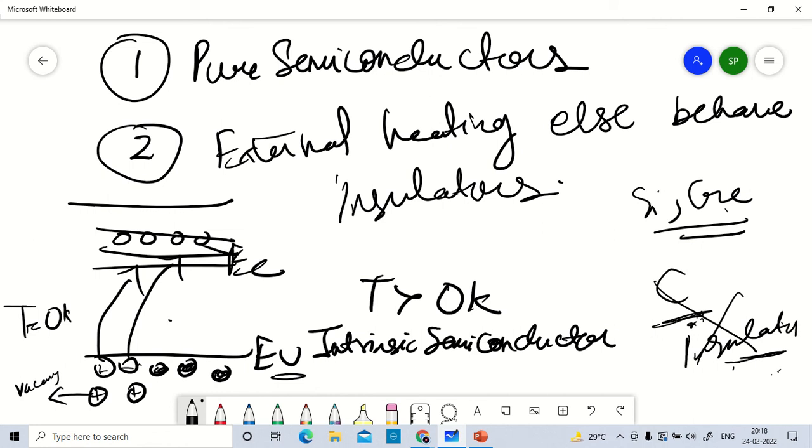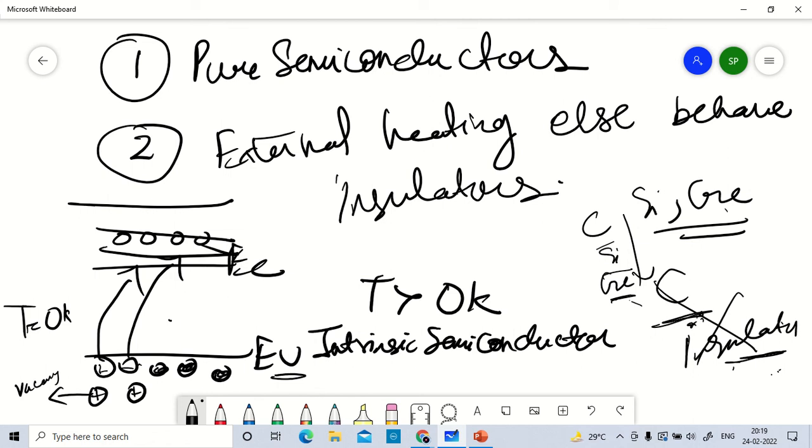We also know through the periodic table that the metallic character increases, so it is easiest for an electron in germanium to get excited, then silicon, and finally carbon. Now, extrinsic semiconductor. We did intrinsic semiconductors, now we come to extrinsic semiconductors.